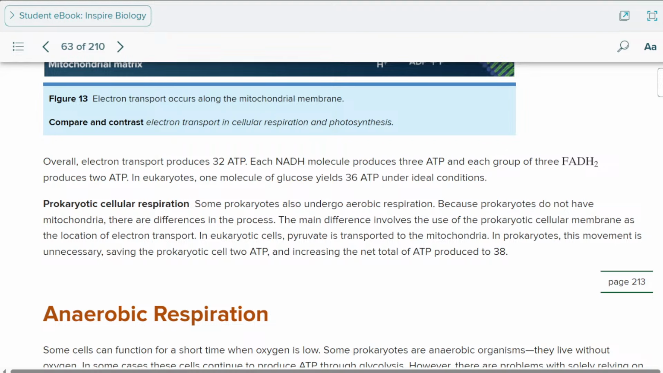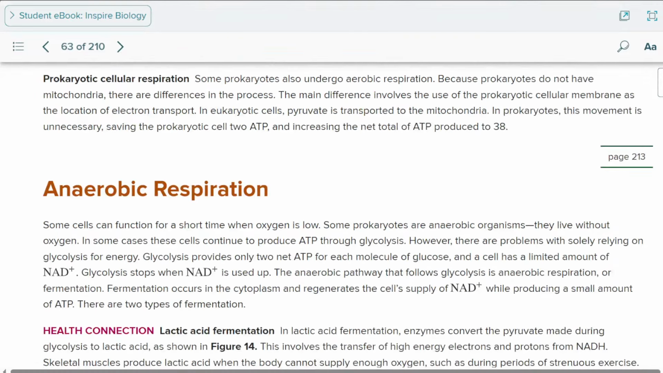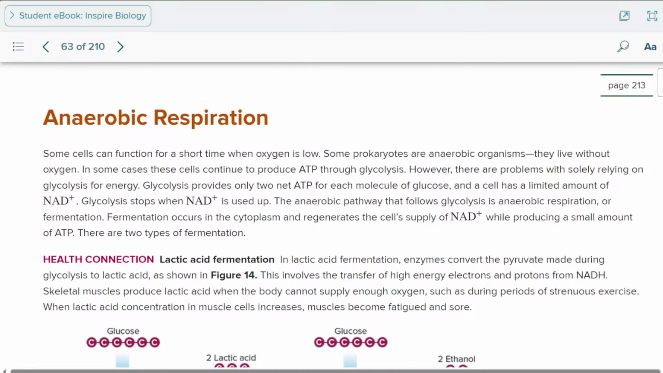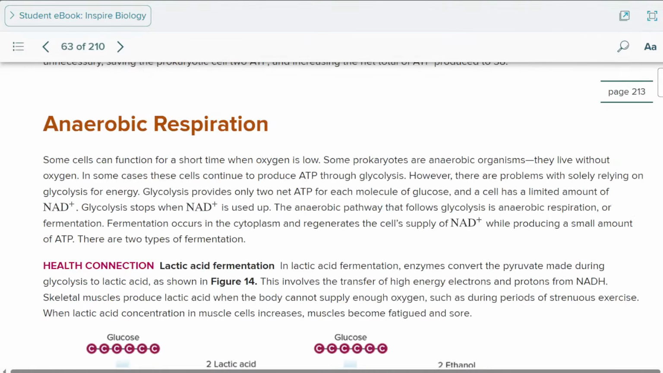And also, what else do we have? The anaerobic respiration. I'm just gonna look at my notes for a moment. Just give me a moment. Oh yeah, okay. A little note also.